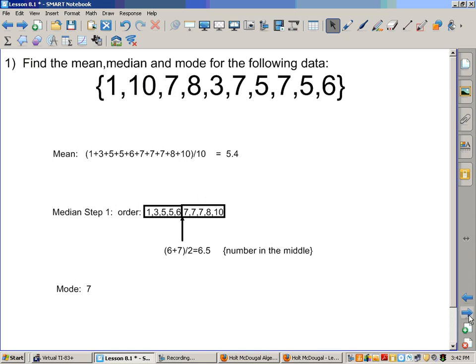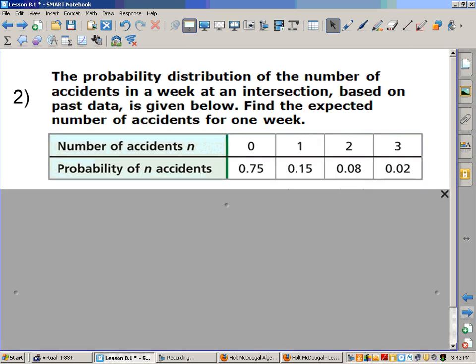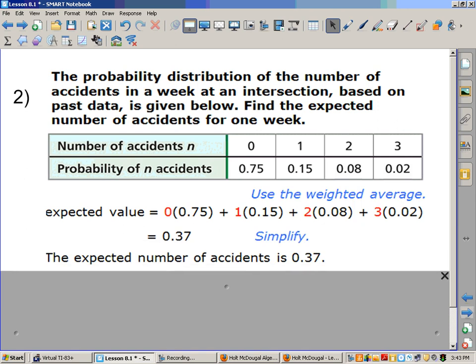All right, number 1, I guess you have finished those 5 questions. Number 1, you should have a mean score of 5.4, a median score of 6.5, and the mode was 7. Number 2, you should have found the expected value: you take 0 times 0.75, 1 times 1.5, and 2 times the probability of 0.08, and you come up with the expected number of accidents to be about 0.37. So a little less than half an accident per week.